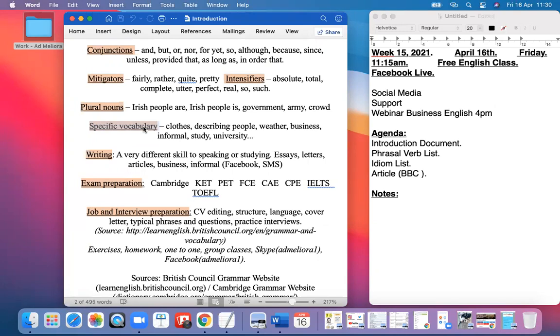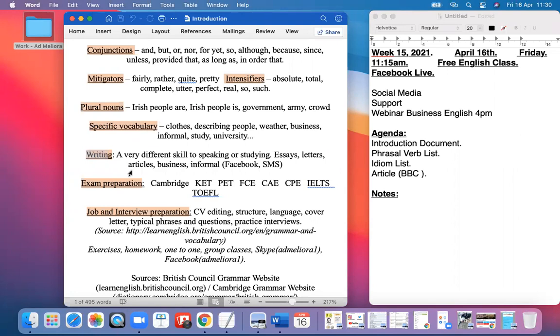So the best way to improve vocabulary is to read. You need to read books, read magazines, read newspapers, read lots of different sources. And that's definitely the best way to increase your vocabulary. Similarly with writing, you need to practice your writing.